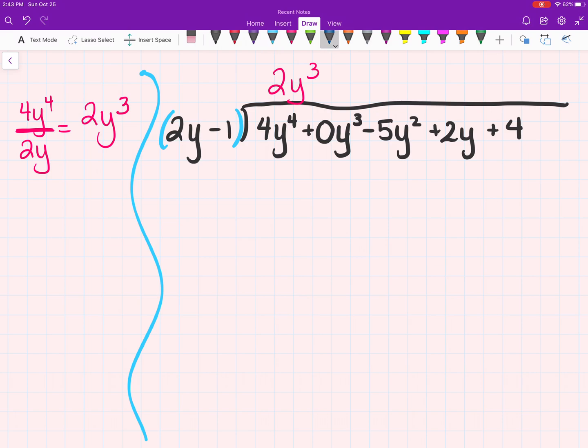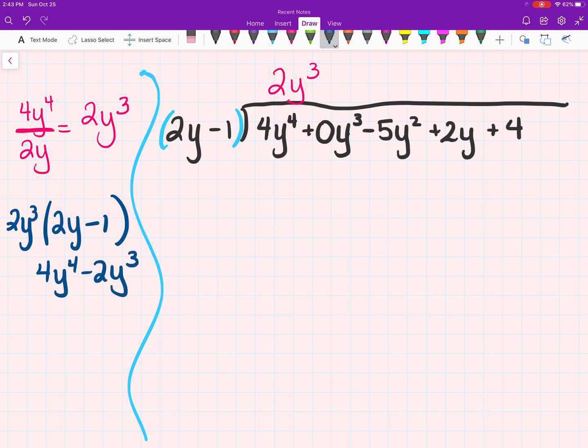So we're going to take 2y to the third, again, either in your head or on a scrap paper, and we're going to multiply by the whole thing here. So that really gives you 4y to the fourth minus 2y to the third. And you can see why we needed the 0y to the third there, because we need to stack things where they belong. Okay, so this is 4y to the fourth minus 2y to the third.